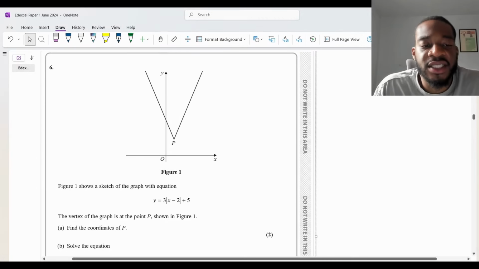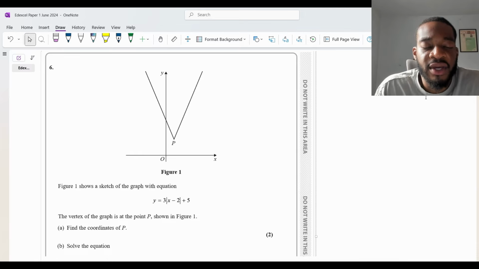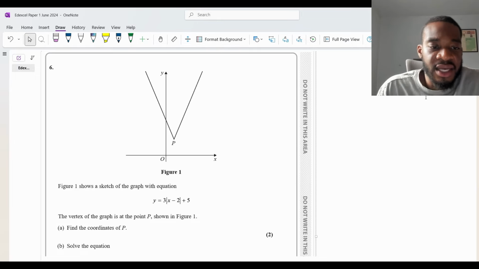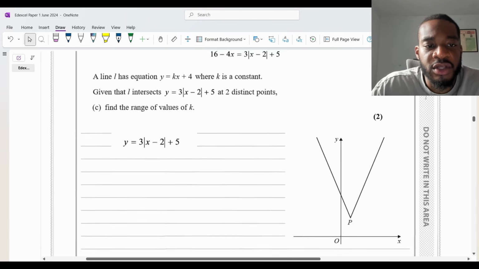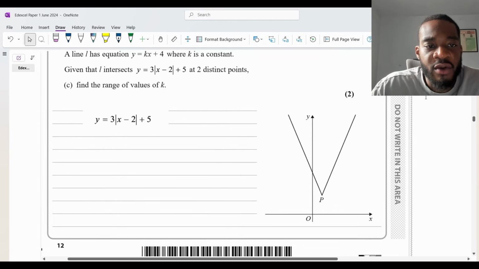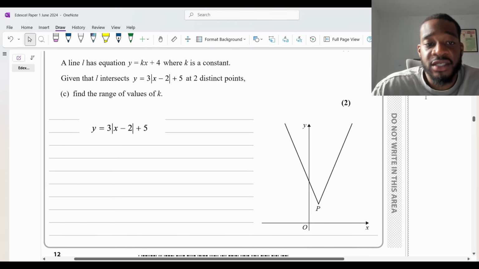Okay, so question 6 says, figure 1 shows a sketch of the graph with the equation y equals 3 times the modulus of x minus 2 plus 5. The vertex of the graph is at the point P, shown in figure 1. Part A says, find the coordinates of P for 2 marks. So I've got this summarized here. So we want the coordinates of P, right? Which happens to be the vertex, the turning point, right?